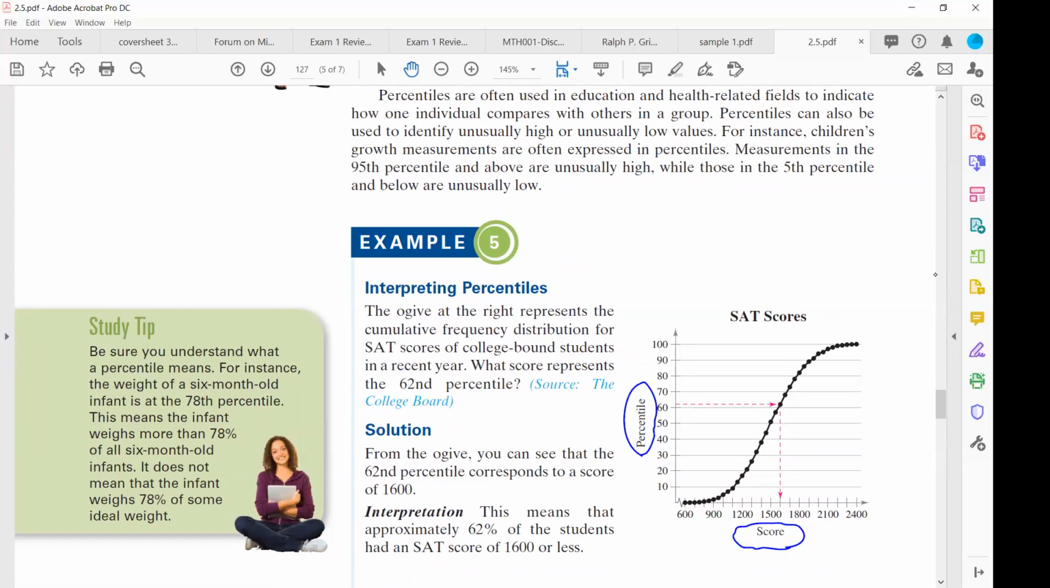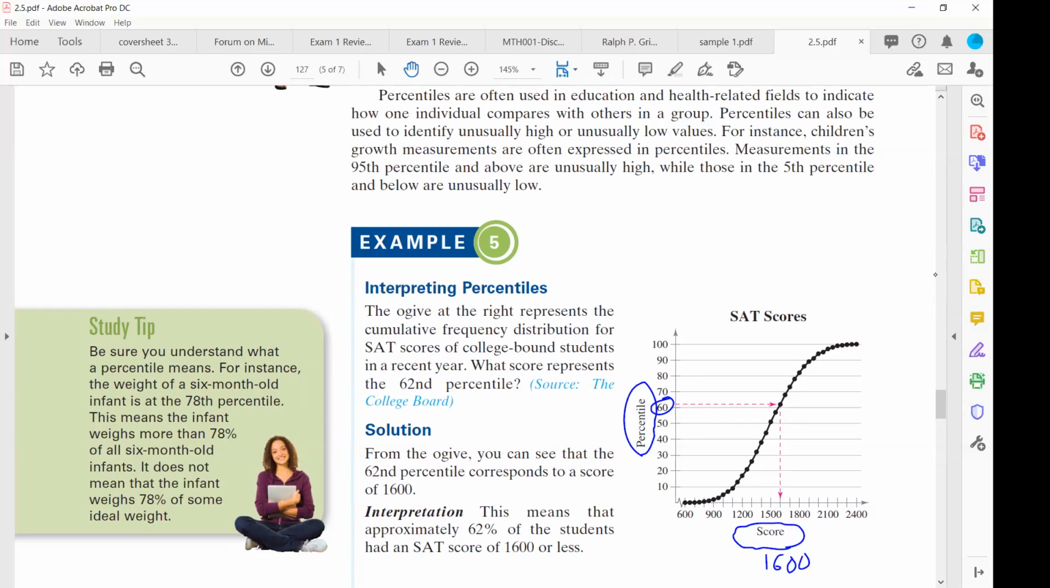So take a look at the middle number. The middle number is something like 1,600, and if you match it with the vertical axis, you see roughly the 60th percentile. It's very close to 60th rather than 70th.